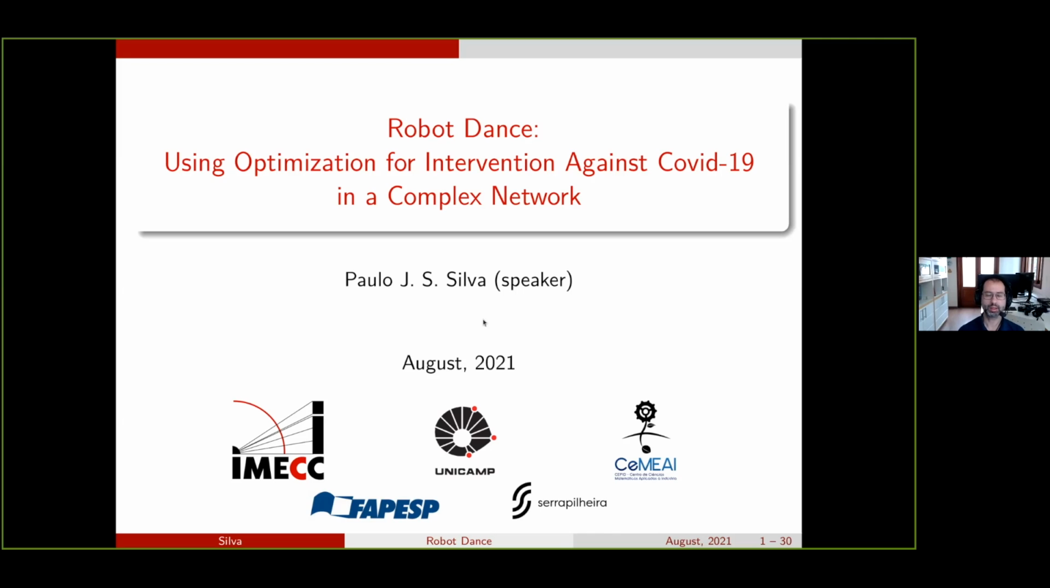I'm going to talk a little bit about a project that I have been working on since May of last year, which is on how to use optimization to model and to compute intervention measures against COVID-19. And this is a joint work with many people. Then I will talk about the specific authors during the presentation.